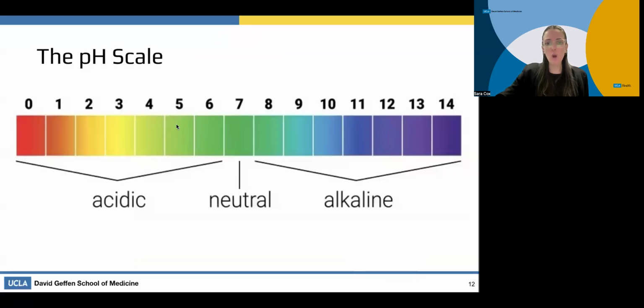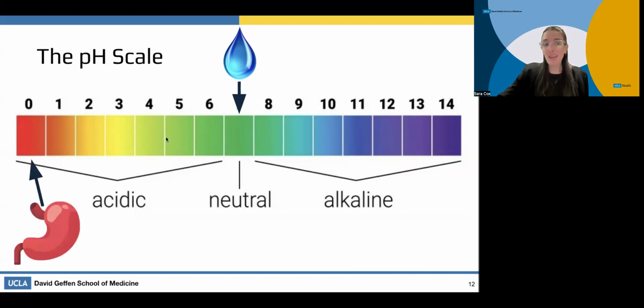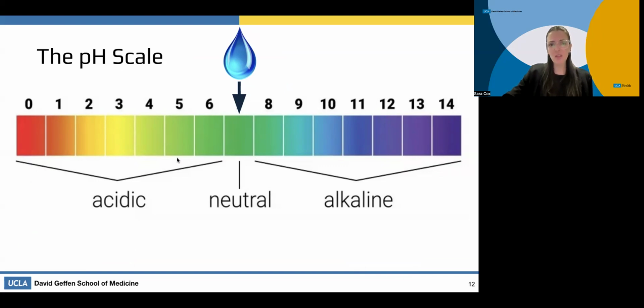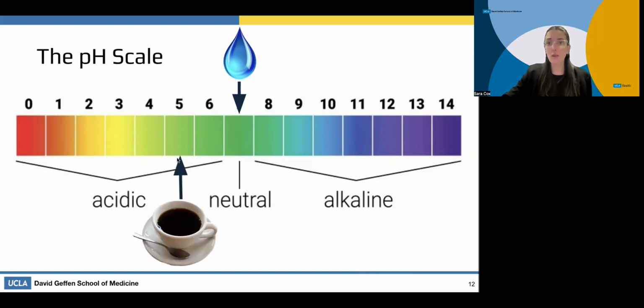So if water is neutral at 7, let's talk about some of the other things that we can think of and where they fall on the pH scale. Stomach acid is all the way down here near 0. Then we think about something like coffee. Black coffee sits around a 5 on the pH scale.